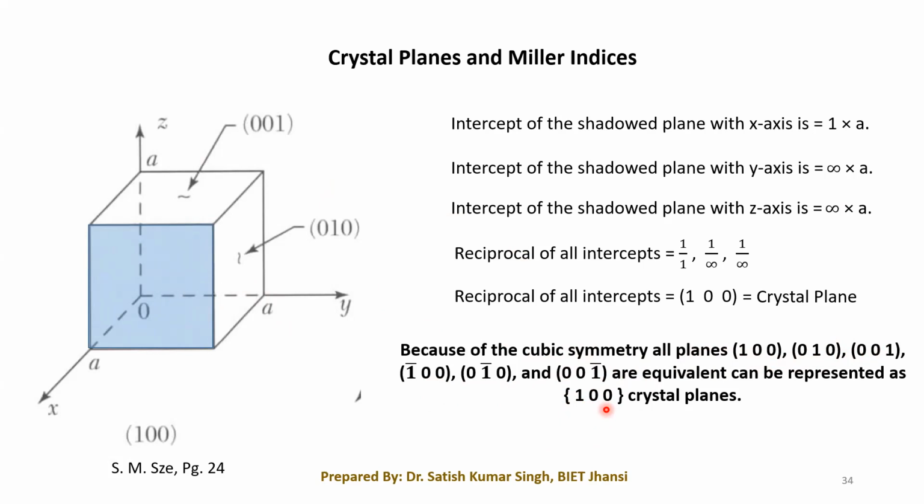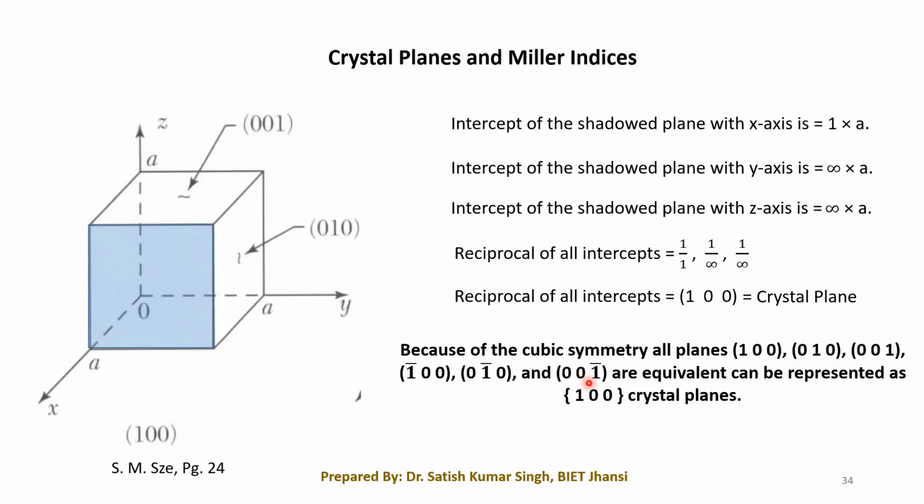You can remember there is a particular convention for giving the notations. Everywhere I have used parentheses, and here I have used braces. So this notation with braces, 100, is actually for multiple planes. This particular notation 100 designates all these planes.